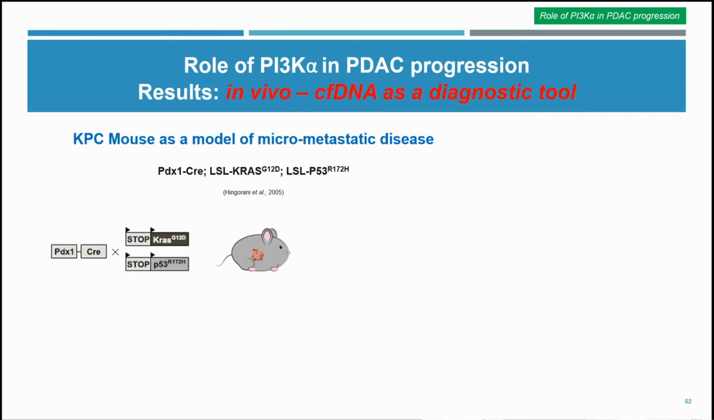So, for our in vivo model, we used the KPC mouse model, which is a mouse that presents an oncogenic activating mutation of KRAS and the loss of function of TP53 expressed in pancreatic epithelial cells. So the prognostic value, or any value, of cell-free DNA in KPC mice has not been reported.